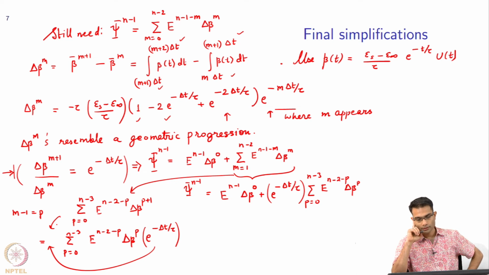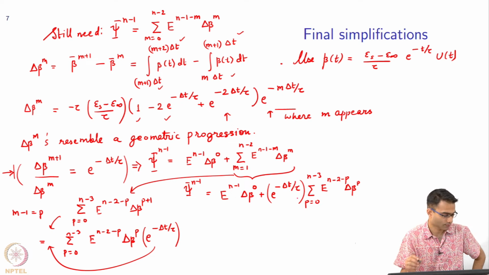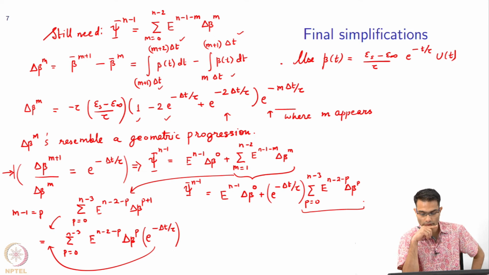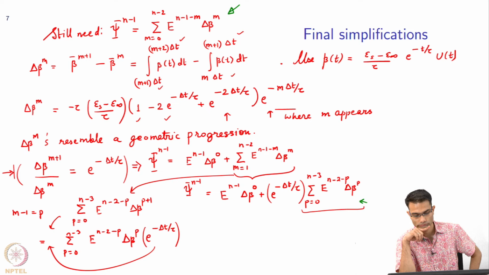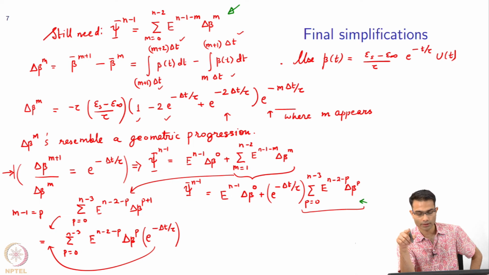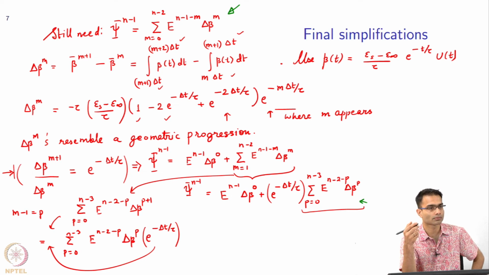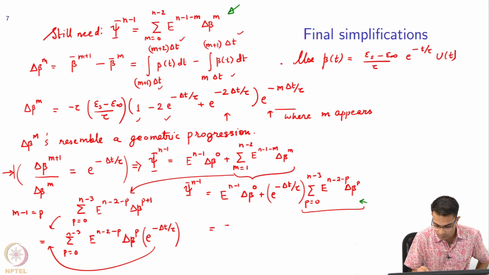Does anyone recognize what this expression on the right looks like? Look at this expression and this expression. Is there something common? It's psi of n minus 2. In the upper expression, if I replace n by n minus 1, the left hand side will become psi of n minus 2, the summation will become n minus 3, and e will become e n minus 2 minus m, and whether it's p or m, it's just a dummy variable. So, this expression that I have over here is nothing but psi n minus 2.